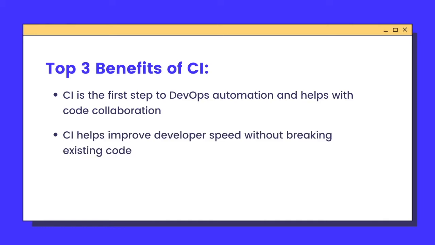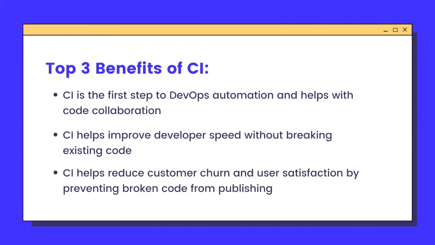CI improves developer speed because new changes can be made confidently without having to worry about breaking existing functionality, as long as the tests pass. CI also reduces customer churn. Problems in the software are much less likely to occur if you have comprehensive tests that run automatically. As long as you get those checkmarks, you can be reasonably sure that the core features of your application will continue working. So how would you integrate CI into your development process?